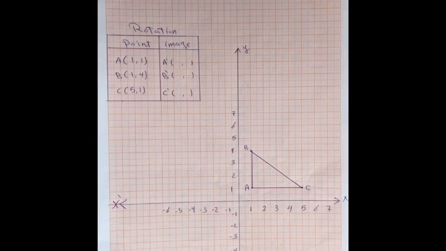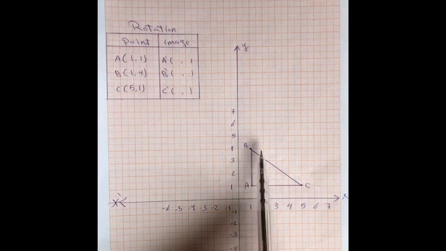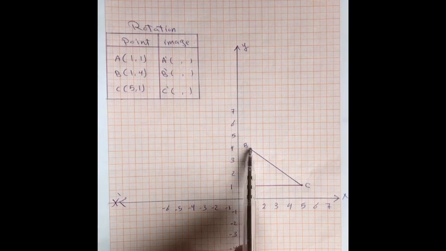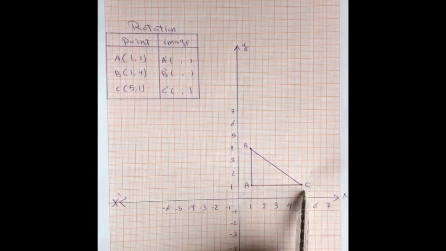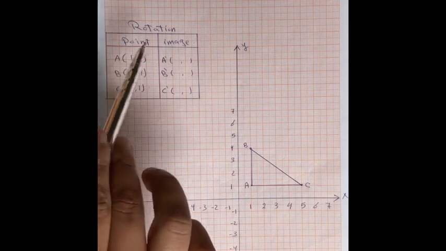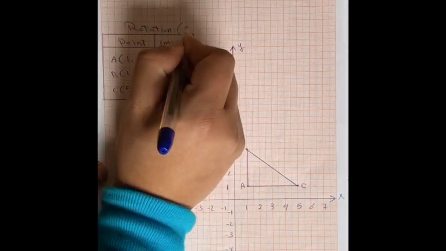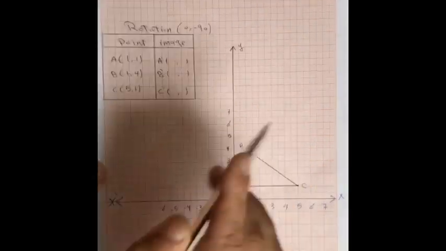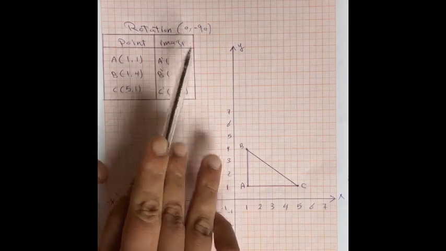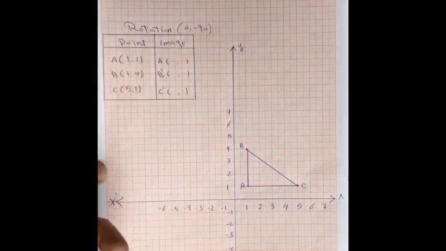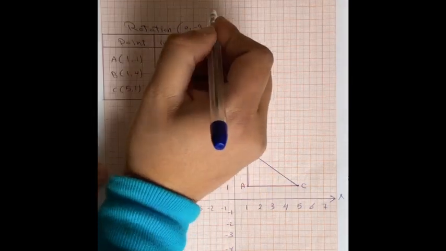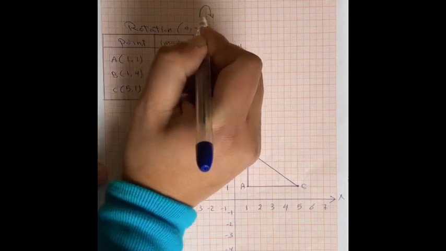Draw triangle ABC where A is (1, 1), B is (1, 4), and C is (5, 1). Then draw its image by rotation (0, -90 degrees). So first we draw the triangle ABC. After that we get the image by rotation (0, -90). By the way, the meaning of rotation 0 is around the origin point, and negative 90 degrees means we rotate the polygon clockwise.